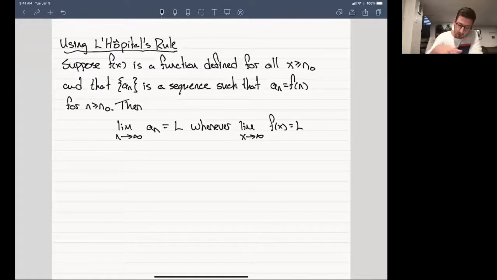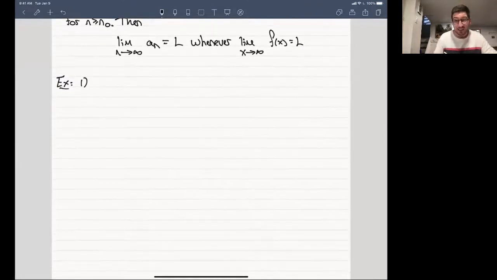And so, I wrote at the top using L'Hopital's rule. Technically, this doesn't actually use L'Hopital's rule, aside from the fact that this limit on the right is found a lot of the time using L'Hopital's rule. So let me give you an example. Let me show you what I mean. Lots of examples today to really illustrate how we can use calculus to solve these things.